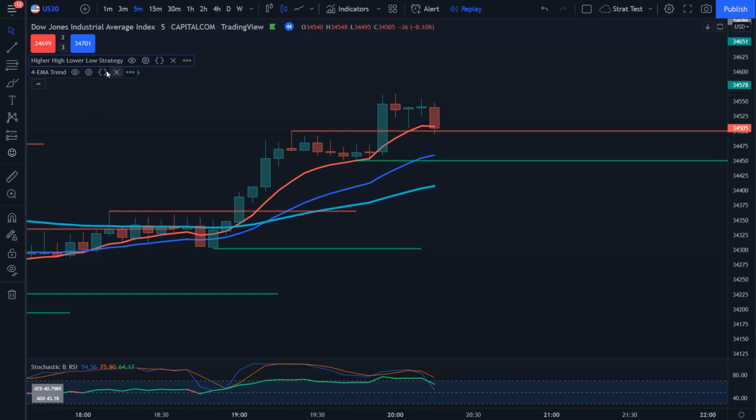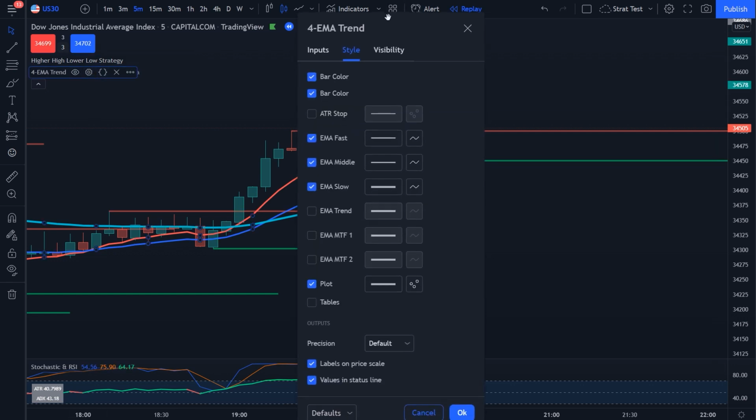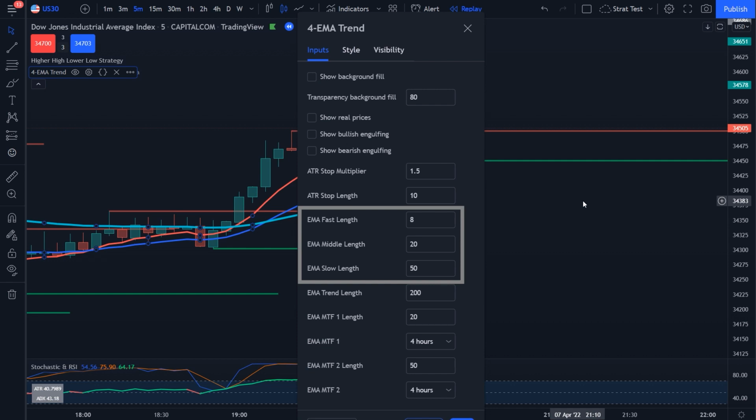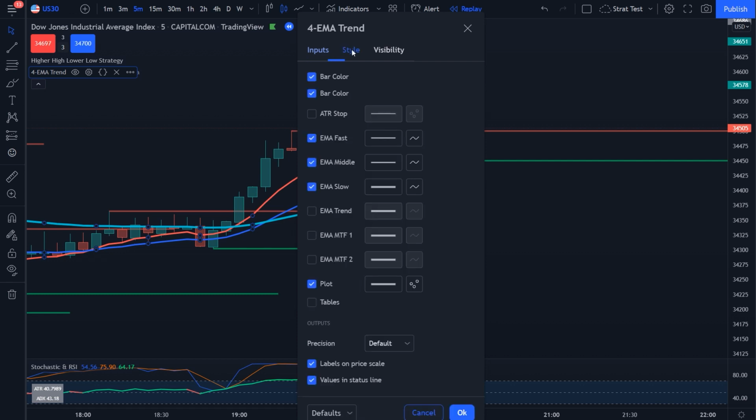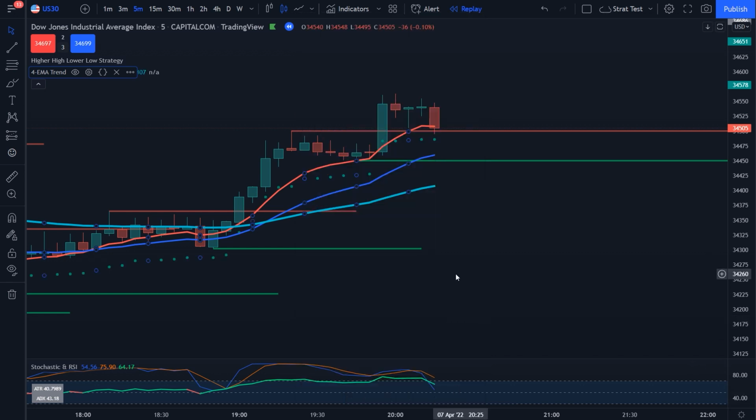Alright, now the next one is the 4 EMA trend, my own indicator. I set the EMAs to 8, 20 and 50. I don't display the 200 in this strategy. And the ATR multiplier is set to 1.5 and the length to 10. I come back to this in a moment. On the style tab I enabled the 3 EMAs, 8, 20 and 50, and I also enabled the ATR stop that displays these dots. They can be used for two things.